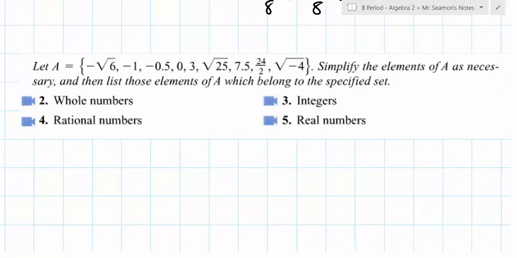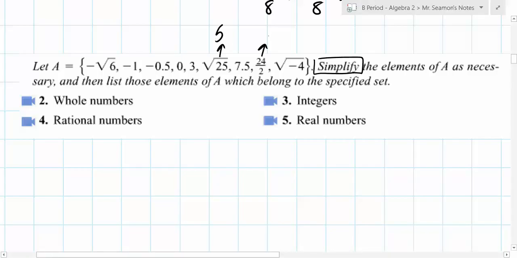So first of all, some of you never did this. You have to simplify the numbers. It's the first word, simplify, right? So what's the square root of 25? 5. Are there any other ones? What's 24 over 2? 12, right? And you can take away the square root of negative 4. I'm not going to ask you about imaginary numbers right there. But you can do all the other ones.